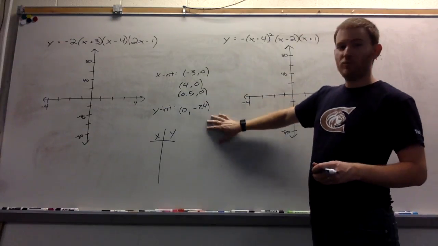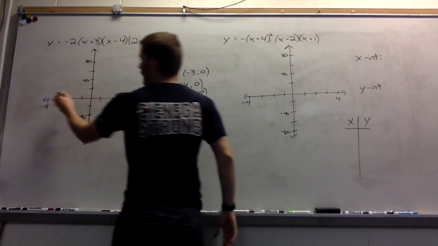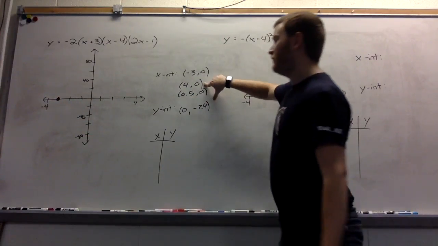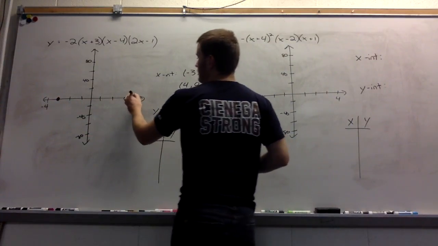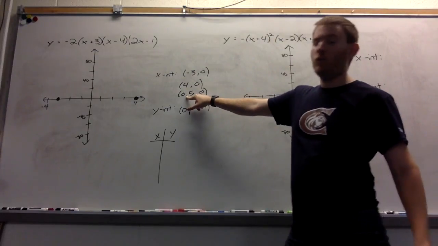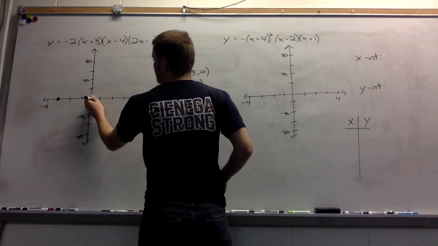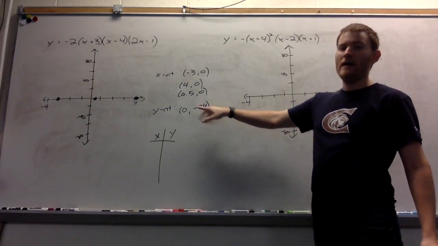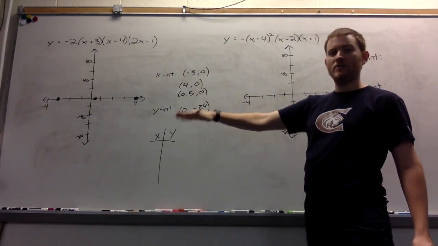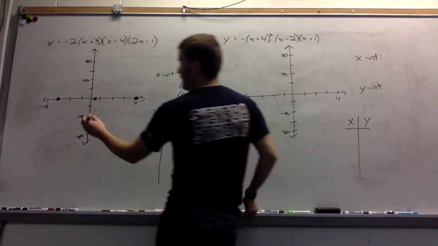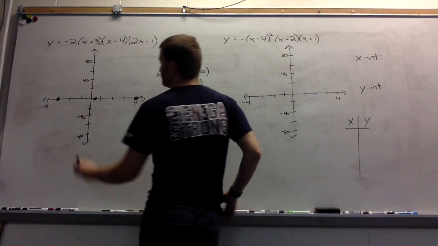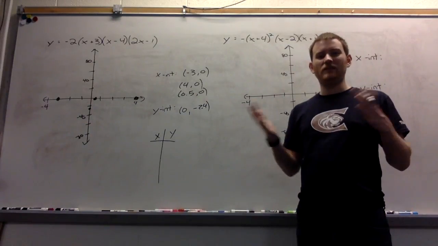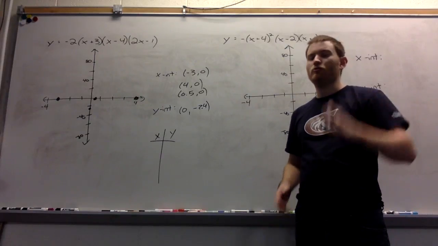If I plot all these points, I'm going to have -3 on the x. I'm going to have +4 on the x. And I'm going to have +0.5 on my x. And then -24 on my y. My scale is where each line is by 20s. So for me, that's going to be right about there. And that's going to make my graph a little bit easier to see. It's not going to be so drastically tall.